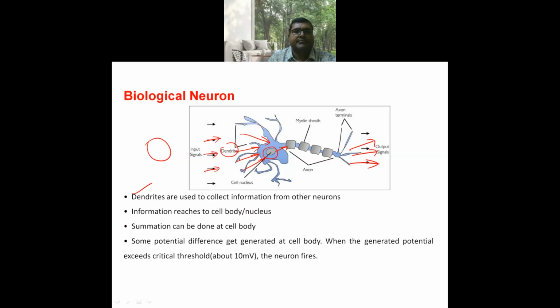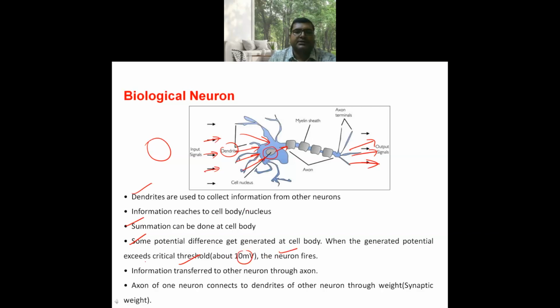That is, here the summation can be done at the cell body. Some potential difference gets generated at cell body. When the generated potential exceeds the critical threshold, that is around 10 millivolts, the neuron fires. The information is transferred to the other neuron through axon. Axon of one neuron connects to dendrites of other neurons through weight or synaptic weight.